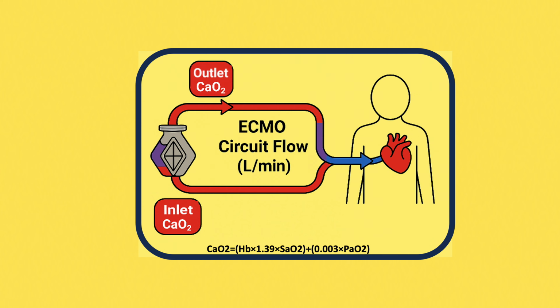So this is CaO2 equals hemoglobin in grams per deciliter multiplied by 1.39, as each gram of hemoglobin binds 1.39 mL of oxygen, multiplied by SaO2, which is arterial oxygen saturation, i.e. the fraction of hemoglobin bound with oxygen, plus 0.034 times PaO2, which represents the oxygen dissolved in plasma, which is always a small contribution.